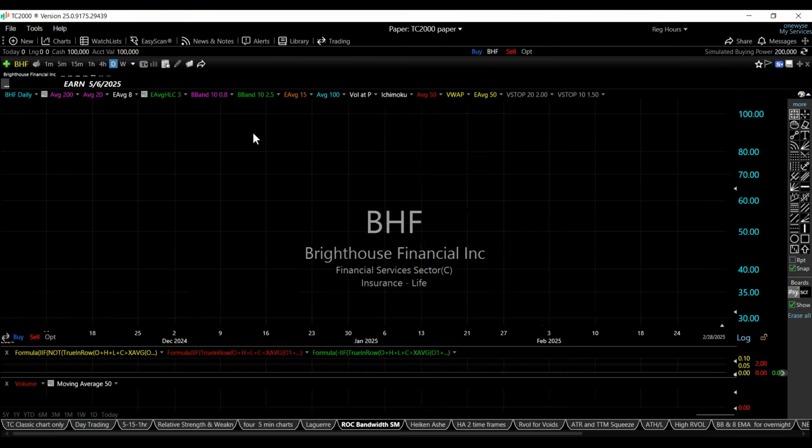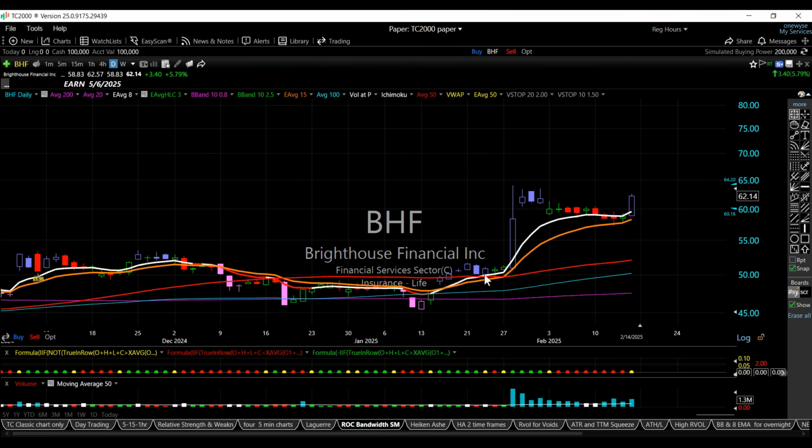Here's BHF. All right, look at this, and this is a little different. This is a big, big move here. See that big candle right there? This is regular candlesticks. That's a very big move on BHF right here.